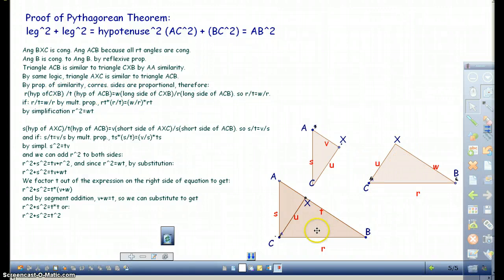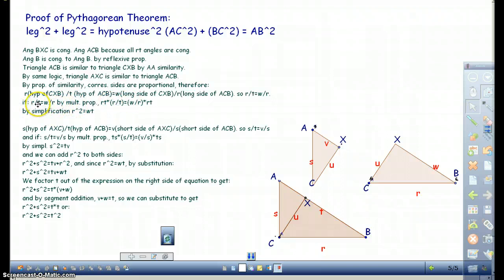I'm going to start with CXB and ACB right here. So if I take the hypotenuse of CXB, that's R, I can put it over the hypotenuse of ACB, which is measure T. So R over T in a proportion is going to be equal to, let me pick 2 other sides, the long side of CXB, which is measured at W, and the long side of ACB, which is measured at R. So in the way that we put hypotenuse over hypotenuse, R over T, we can put long side over long side, W over R. So we end up with R over T equals W over R. That's this part right here. So now if we know that R over T equals W over R, we multiply both sides by these denominators to make them go away.